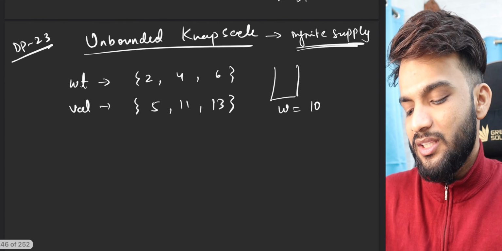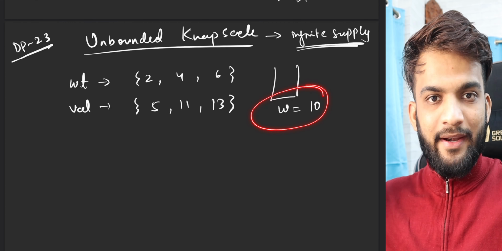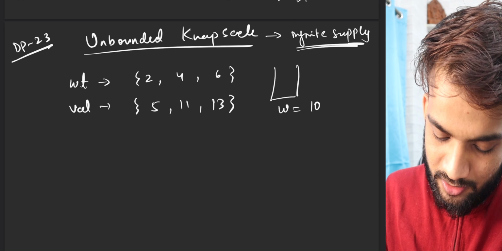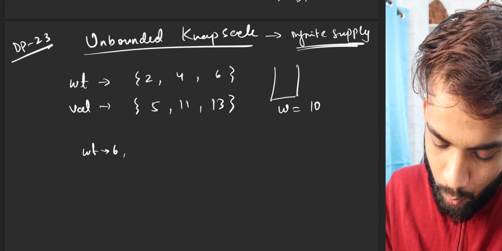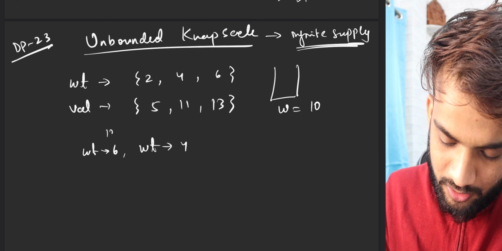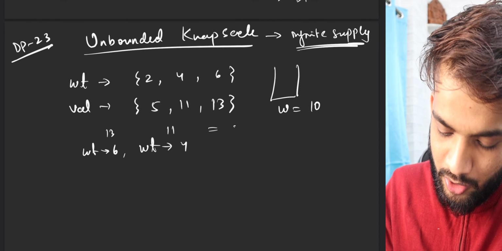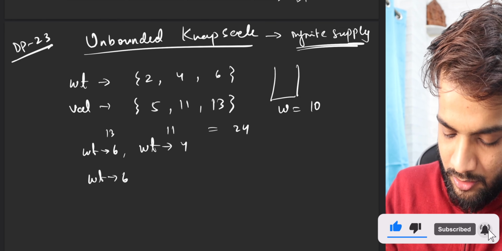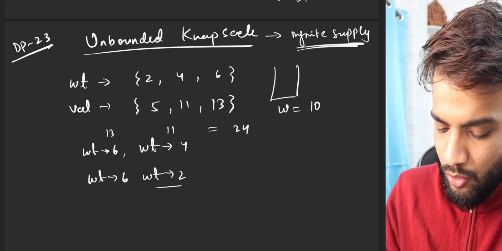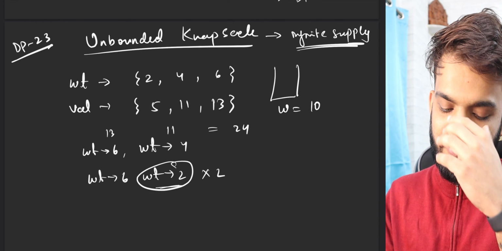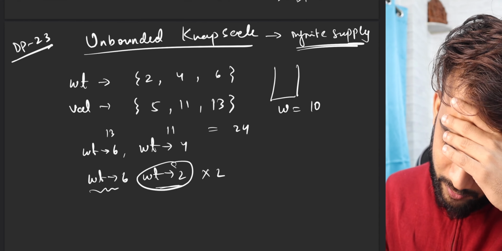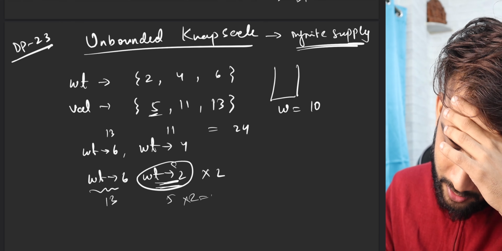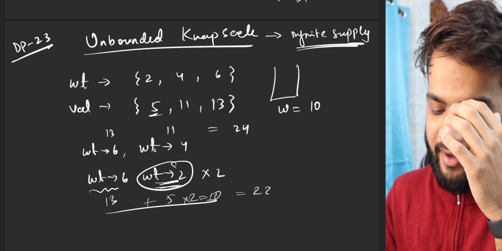Like, for example, if the thief comes with a weight of 10, he will be like, okay, I can pick one with a weight 6 and a weight 4, and this will give me 13 plus 11, which is 24 value. Or someone can be like, hey, listen, I'll pick the weight 6 once, and I'll pick the weight 2 twice, and if I do this, this weight 6 will give me 13 value, and this 2 is giving me 5. So 5 cross 2 will be 10. So 13 plus 10 will be 23 is the value that I can get.